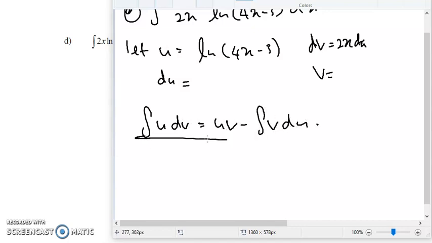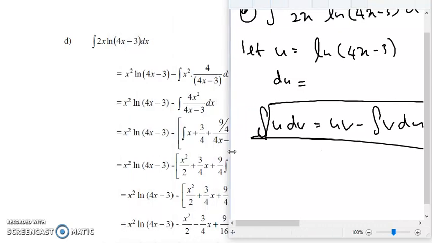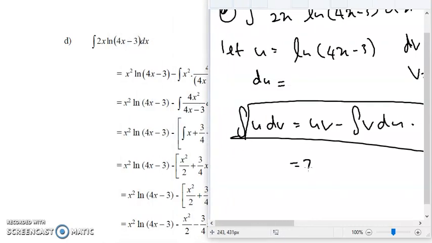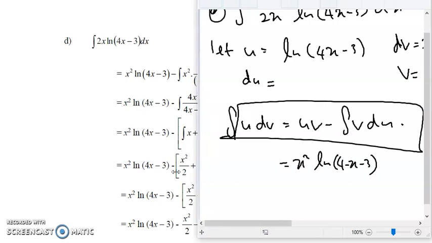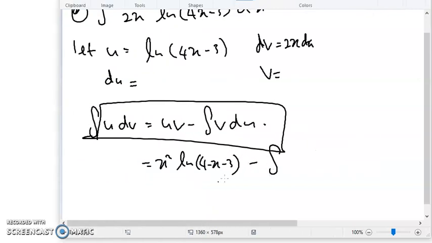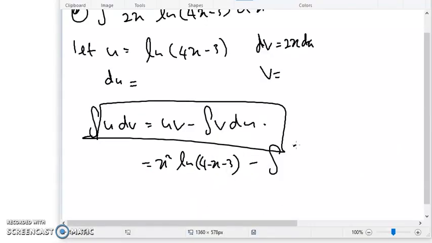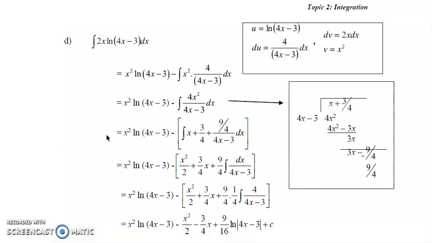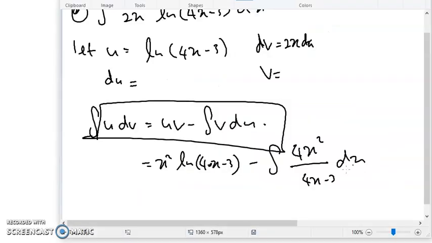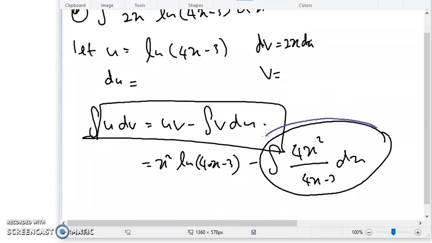What I want to discuss is about this part. After you've substituted into the formula, you'll have x squared times ln of 4x minus 3, minus the integral of, in this case, x squared times 4, so 4x squared over 4x minus 3 with respect to x. So you'll have this one, right? Then if you look here, you need to integrate this part. What I want to discuss is regarding this integration. As for this one, we're already done.